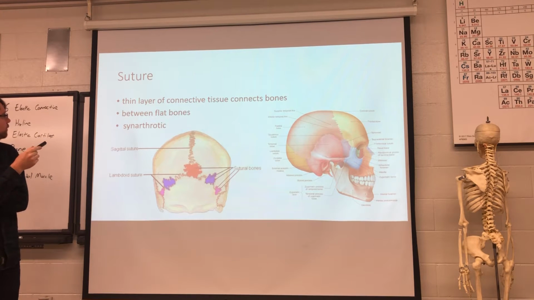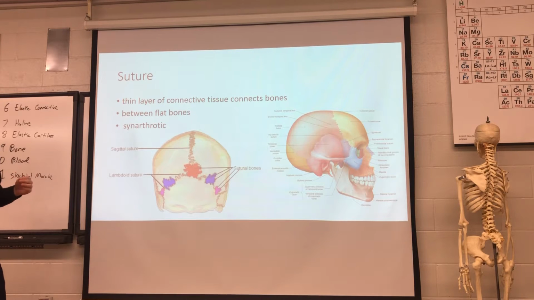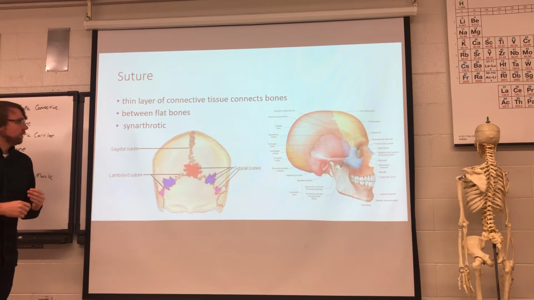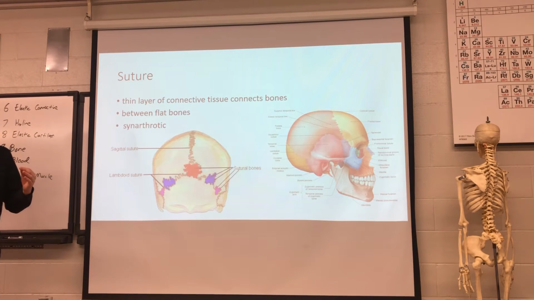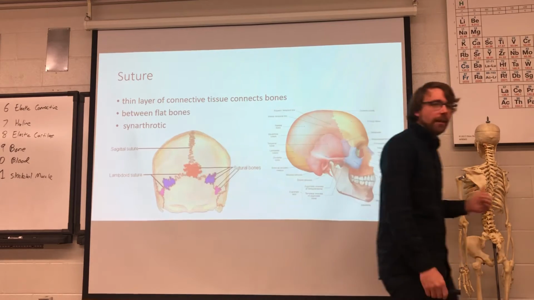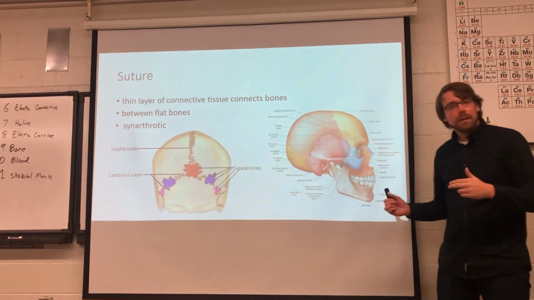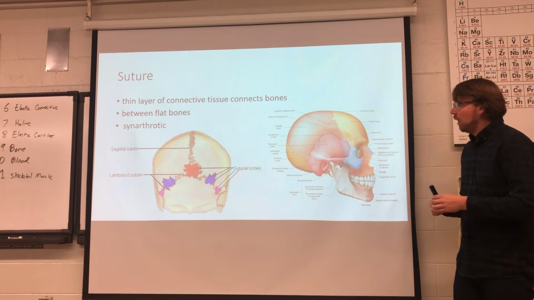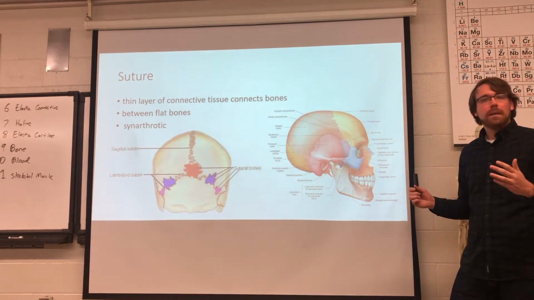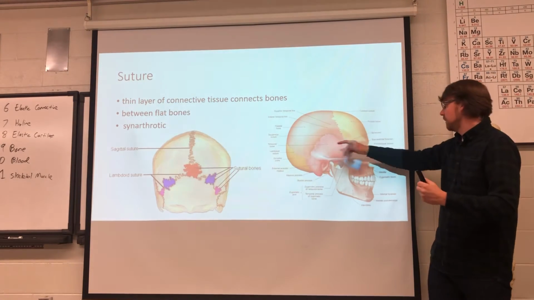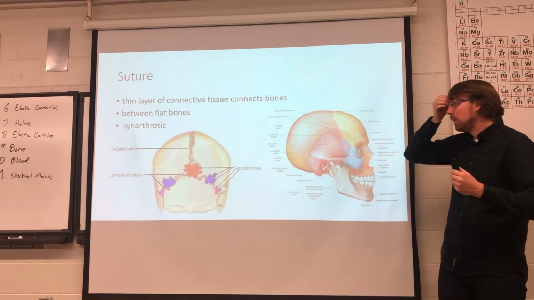So you have sutures. These are thin layers of connective tissue that connect bones. These are going to be between flat bones. They're synthrotic. They're immovable. So later this week, I'm going to have you start working on learning the bones of your skull. It's not too bad because they are in pairs. Everything that's on this side's got to be on that side.